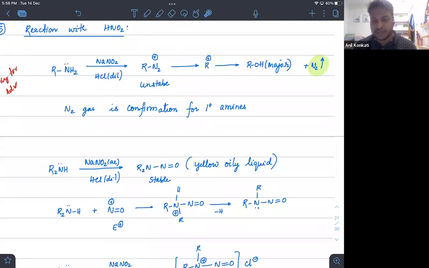We have already studied this. So N2 gas is a confirmation for 1 degree amines. If N2 gas is released, we collect that gas, and if it is N2, then it is a confirmation that this is a 1 degree amine.